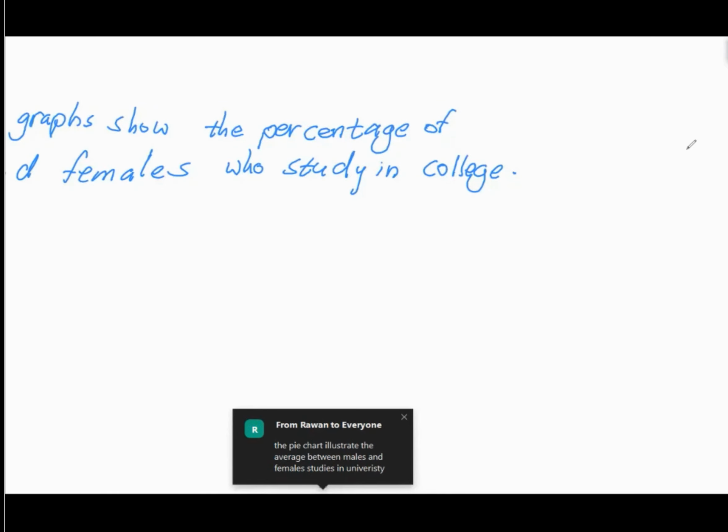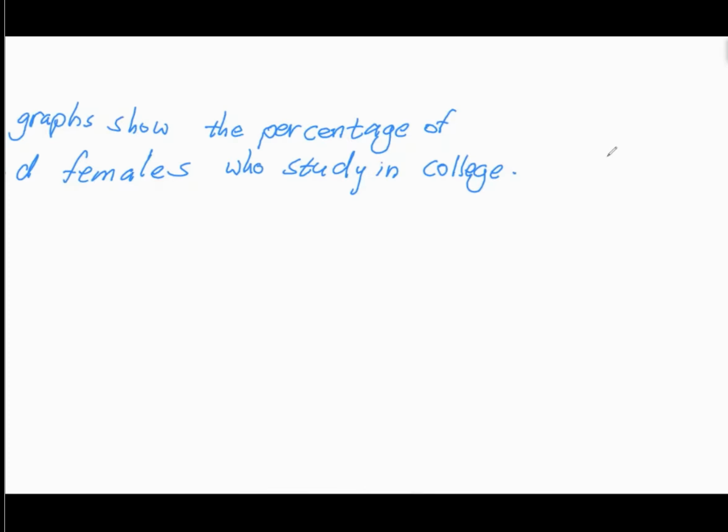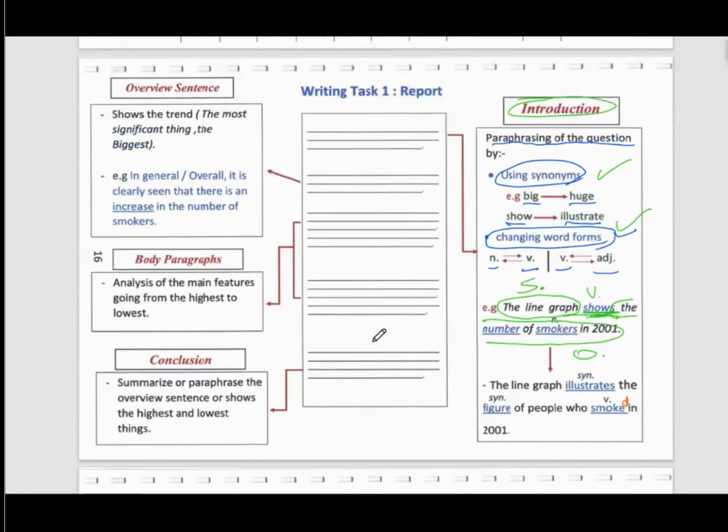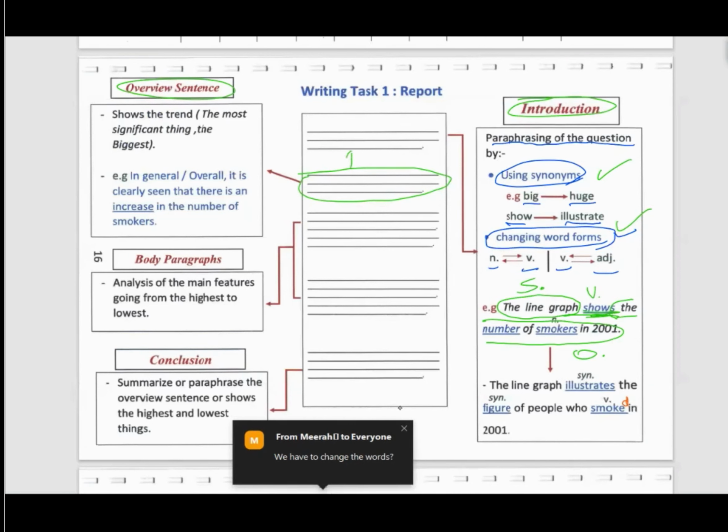Very good. Okay, I think all of you are doing well. Now you understand the trick and how to do it. Let's move to the second part. The second part is the overview sentence, which is in a separate paragraph after the introduction, or it can be in the same paragraph as the introduction.